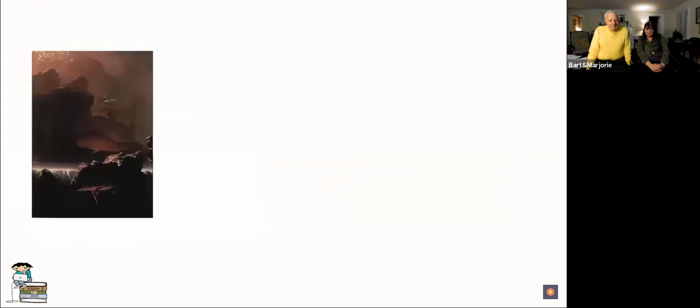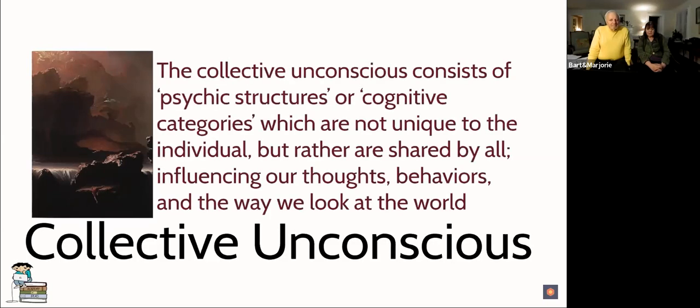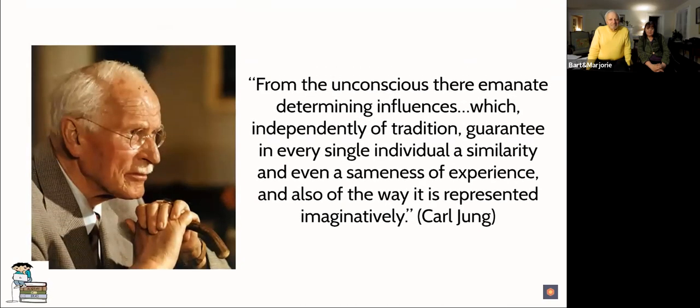In addition to the personal unconscious, there is a deeper and more fundamental realm of the unconscious, which Jung called the collective unconscious. The collective unconscious consists of psychic structures or cognitive categories, which are not unique to the individual, but rather shared by all, influencing our thoughts, behaviors, and the way we look at the world. In other words, the collective unconscious is home to the archetypes. As Jung put it, "from the unconscious there emanate determining influences, which, independently of tradition, guarantee in every single individual a similarity and even a sameness of experience, and also of the way it is represented imaginatively."